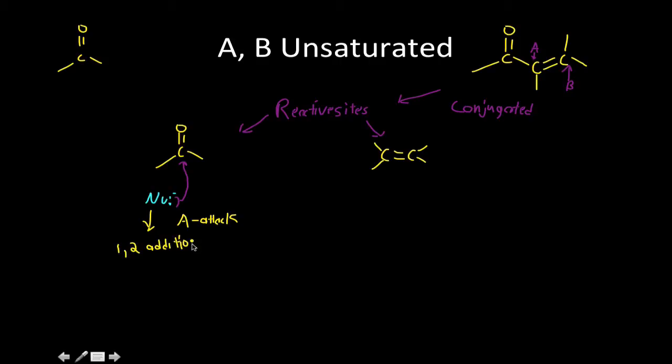addition product, as you may have seen before. I'm going to draw a generalized overview of what I'm talking about. So again, I'm going to draw my conjugated carbonyl system here. It's called an alpha beta unsaturated carbonyl compound.